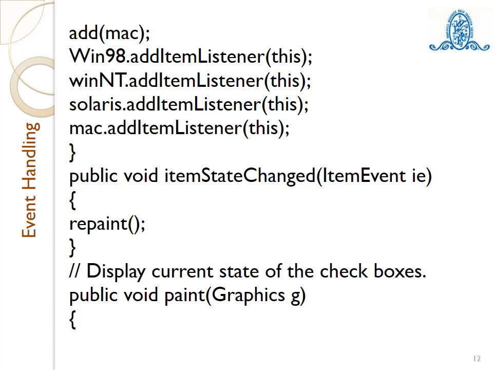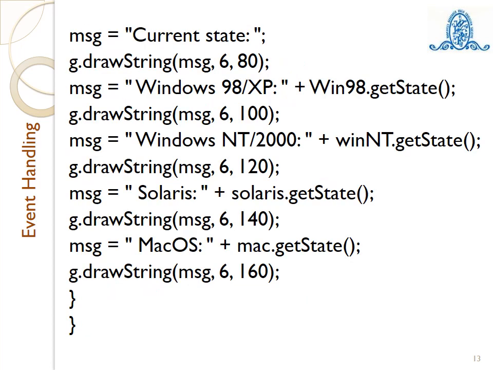Then define the method which is used in the ItemListener interface, and that is itemStateChanged. So the method declaration is public void itemStateChanged(ItemEvent ie). Here only the repaint method is called. So this repaint will call the paint method. Inside the paint method, the code is given so that the message value is displayed. This message value contains the state of each checkbox. So if you see here, message is equal to "Current state:", and that message is displayed at 6,80.